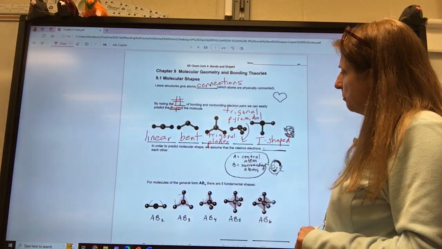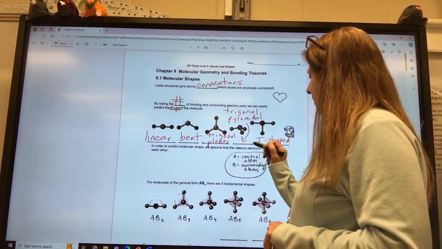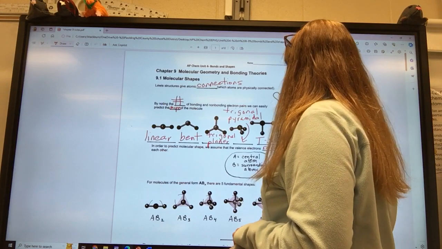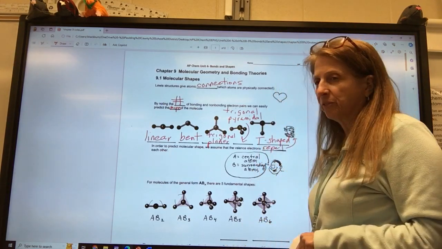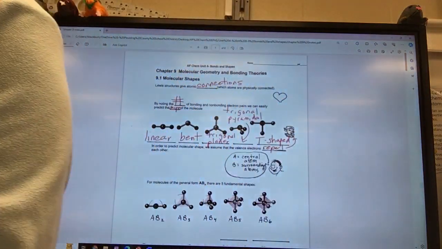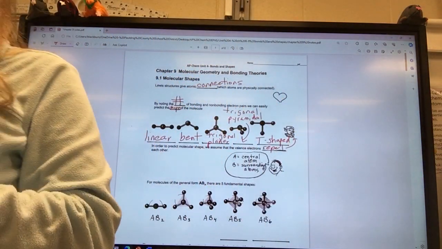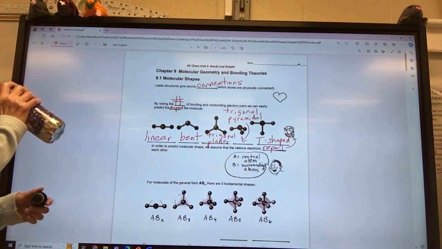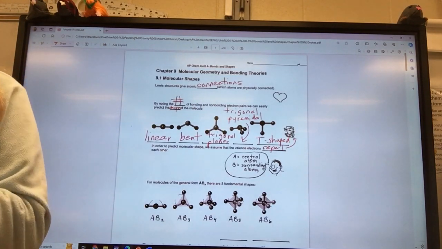In order to predict molecular shape, we assume the valence electrons repel each other. So there's our little repulsive child sticking his tongue out at everybody. Okay, so now that's some of the names. We're going to learn more, but that's some of them.